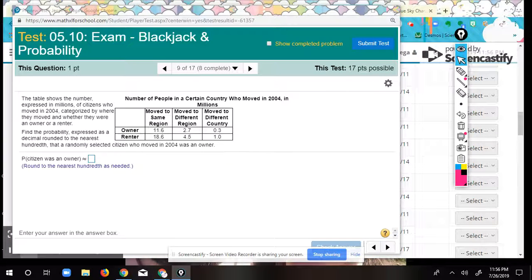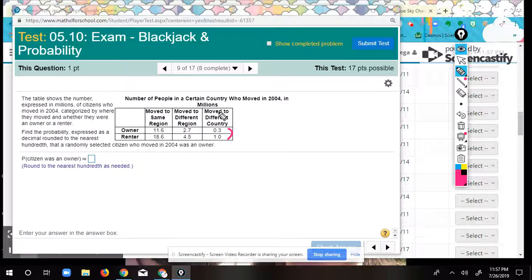Okay, this one here is saying find the probability that the citizen was an owner. First, this stands for people in a certain country who moved in 2004, in millions. If it's 1.0, it means 1 million. We want to know if a citizen was an owner. First, we're going to have to add up all of these numbers to figure out the total number we're talking about.